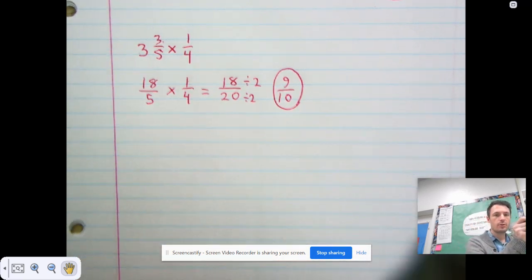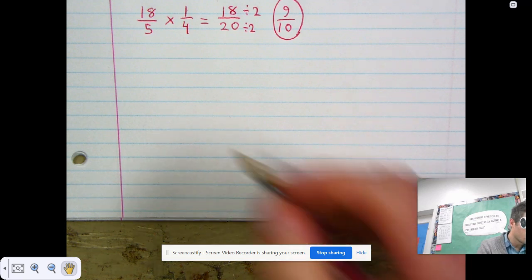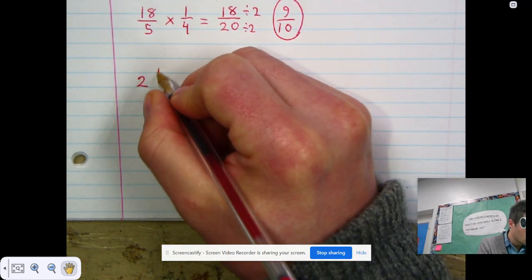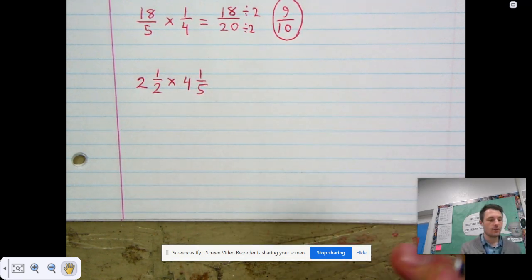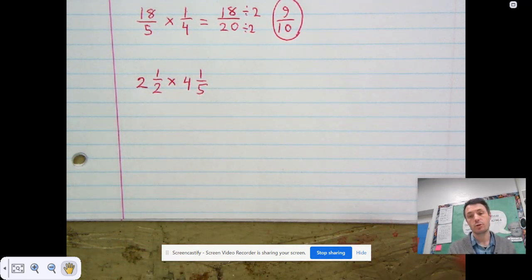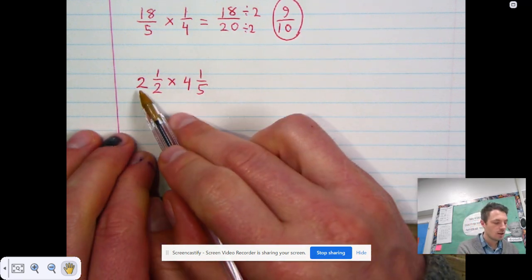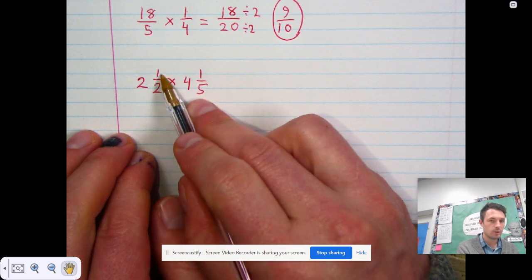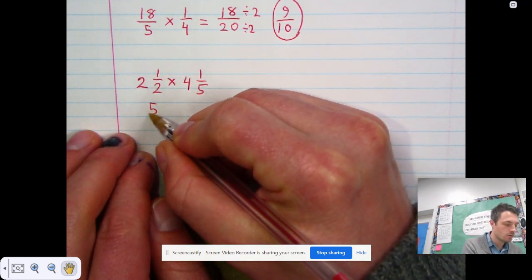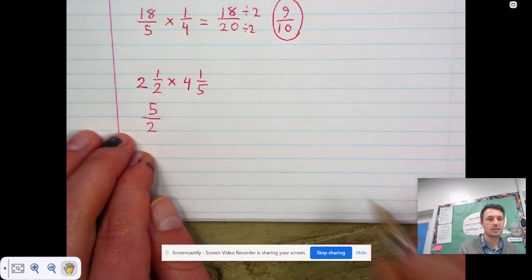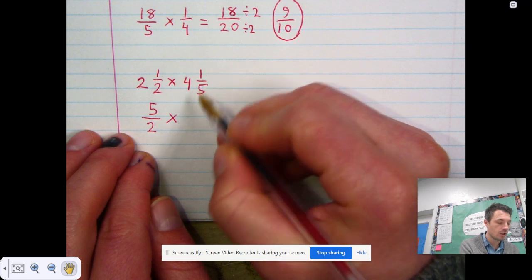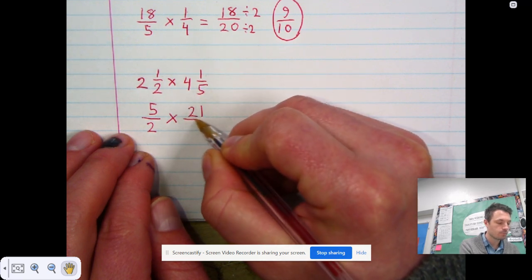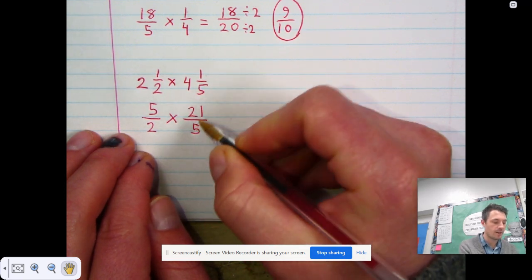Let's do another example together. Hopefully all these examples are helping you. Let's do 2 1/2 times 4 1/5. So here we have a mixed number times a mixed number. So our first step is we have to change both of these mixed numbers into improper fractions. 2 times 2 is 4, plus 1 is 5. That becomes our new numerator, and the denominator 2 stays the same. So we have 5/2 times 4 times 5 is 20, plus 1 is 21. And the denominator 5 stays the same.